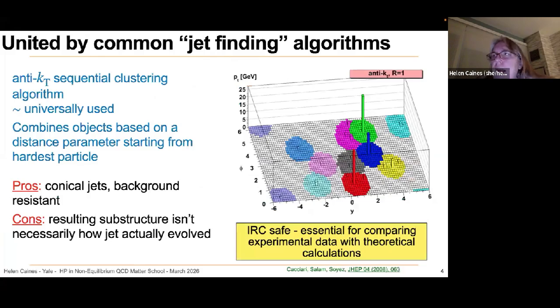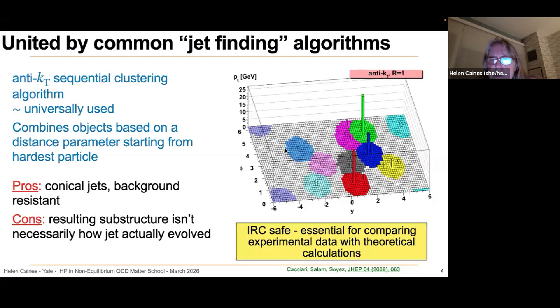How we talk a common language between the experimentalists and the theorists is that we use what are called jet finding algorithms. The most common one that we use is called anti-kT, which is a sequential clustering algorithm. You can think of it as starting with the highest momentum object in the collision and then gathering particles around it based on a distance parameter that is a weighting of the physical distance in eta-phi space and the energy that is there.